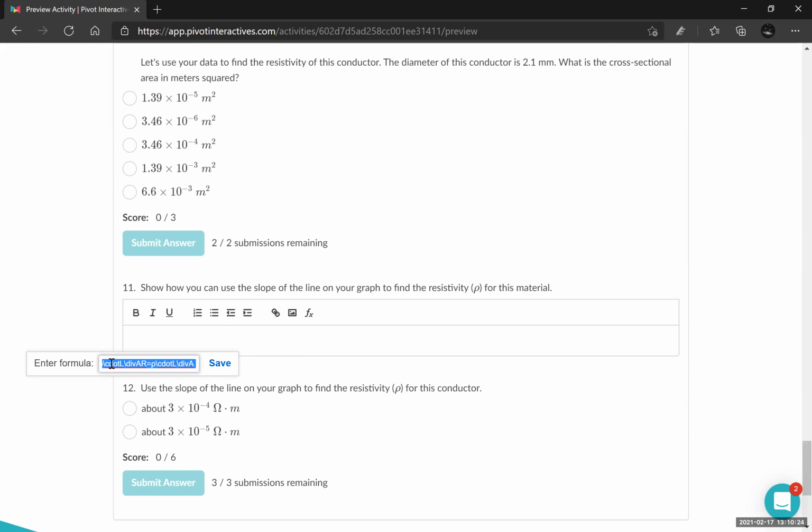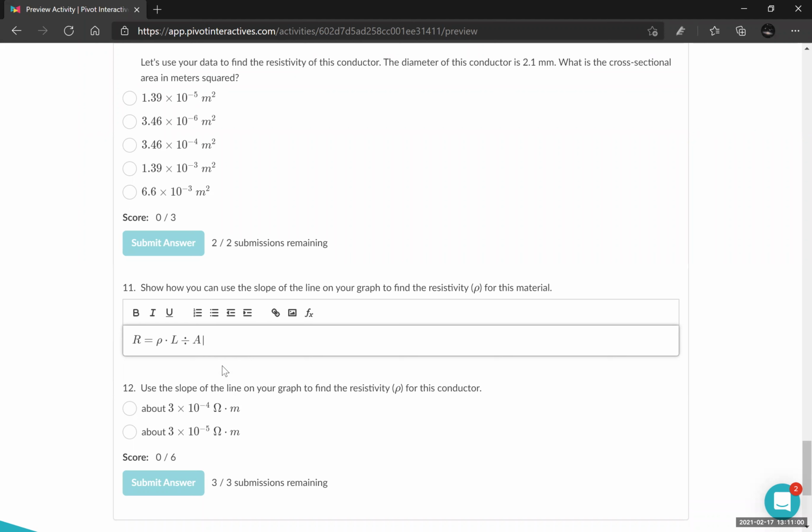So you can do this. R is equal to backslash rho, then space, then backslash cdot, space, then length, then space, backslash div, which is division, space, then A. So you get something like this. There you go. More or less, that is putting in mathematical form like this. You can do it as a fraction, like L over A.